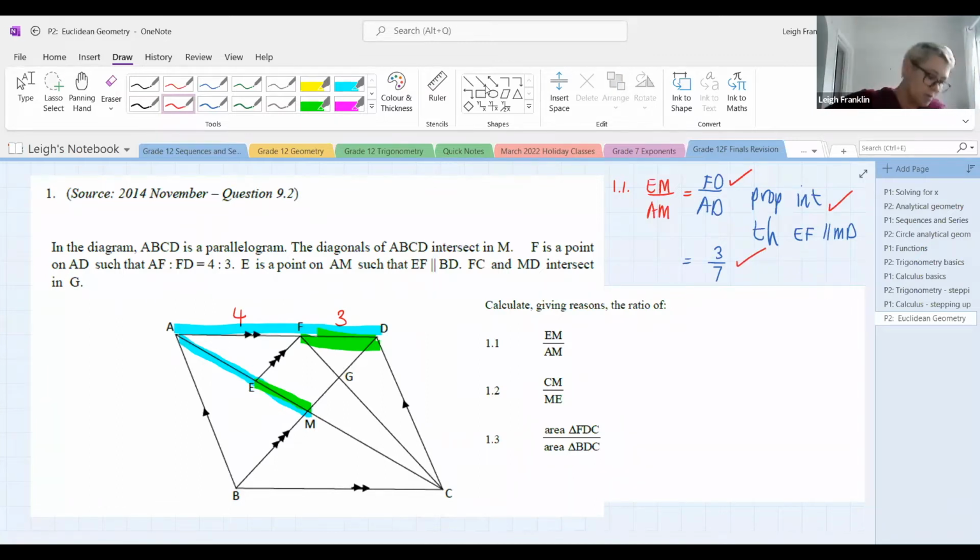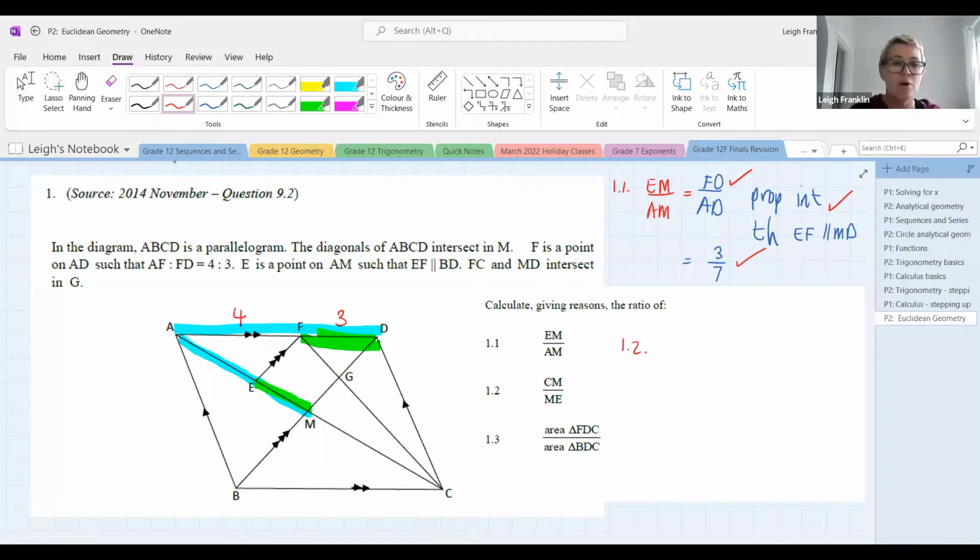So very, very important. When we use proportionality intercept theorem as a reason, we have to remember to name the parallel lines, just like if we use corresponding angles or alternate angles or co-interior angles. They're going to be very, very strict with that in your final exams. They are not going to be forgiving if you leave the parallel lines off. So make sure that you write them. Now we go back and we look at the question.